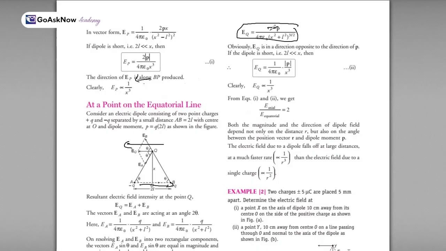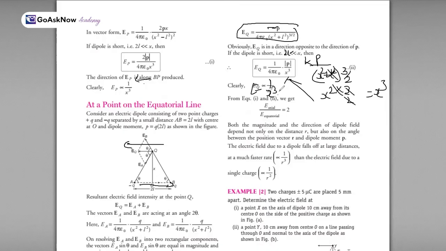And if we calculate only the magnitude, then it will be equal to mod of P upon 4 pi epsilon naught x power 3. And why is x power 3 there? Because if we take the dipole to be very short, then 2L will be negligible and only x will remain. So the term K P upon x square plus L square to the power 3 by 2, the L square term will cancel out. So what will be left? X to the power 2 into 3 by 2, so x to the power 3 will be remaining here. That is why we have written x power 3. So EQ is directly proportional to 1 by x cube.